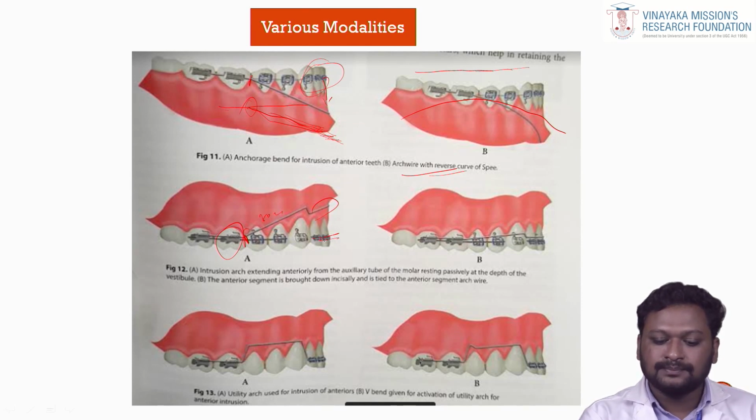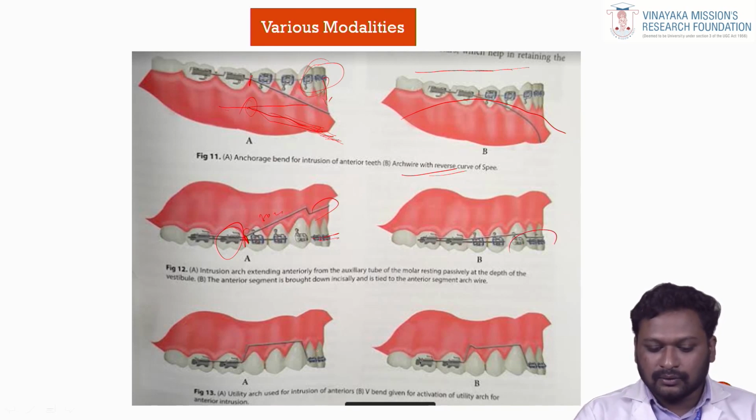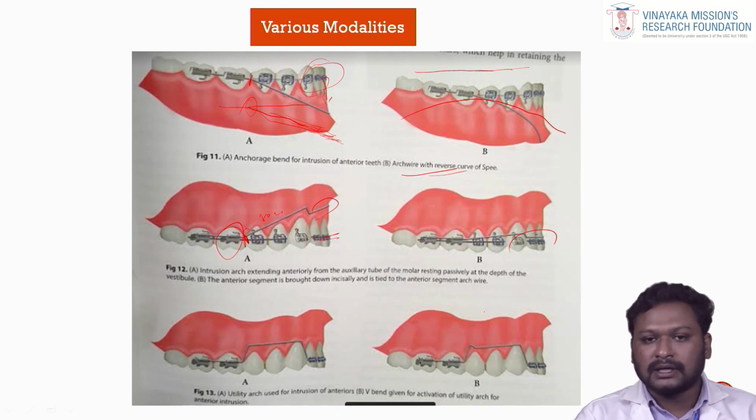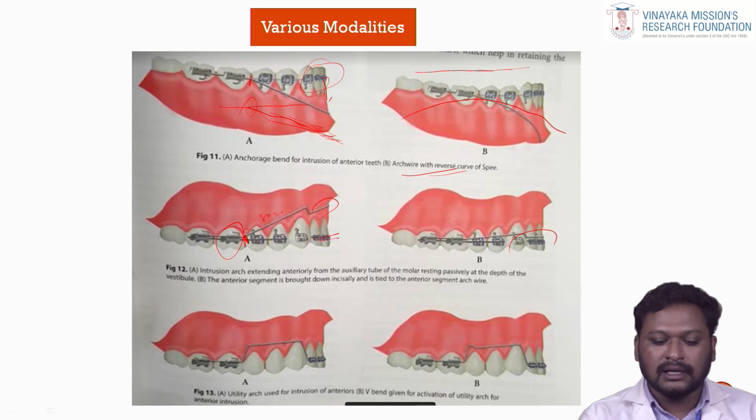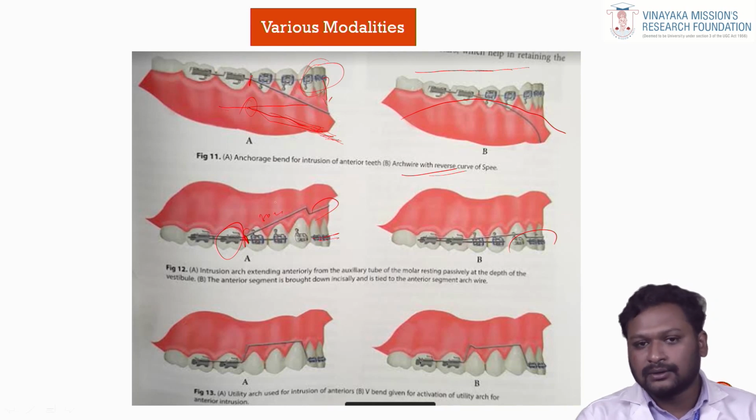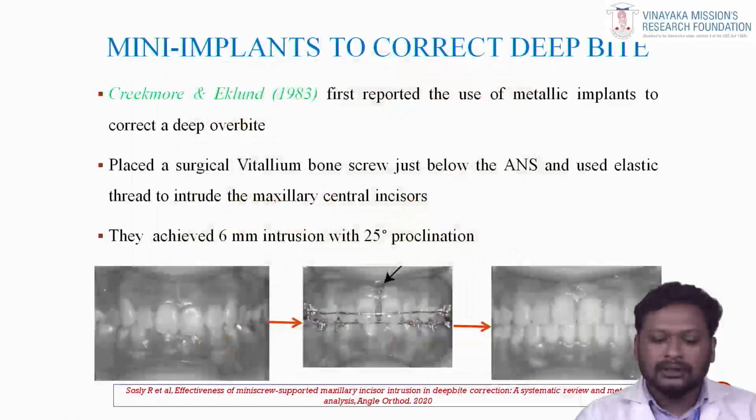When we tie to this anterior segment, that will become active. That will cause the intrusion of the incisors, like this. Similarly, the utility arch for intrusion of anteriors and V bend, there will be a lot of modifications. Basically, an intrusion arch is just a cable bend given anterior to the molar, that will cause the intrusion of anteriors. So these are all the conventional techniques that I have seen.